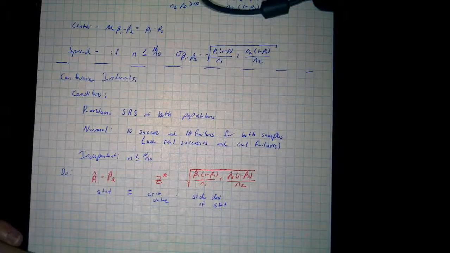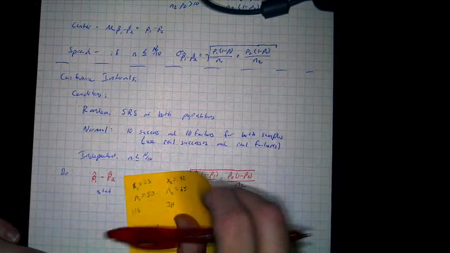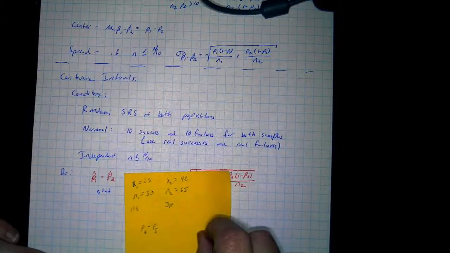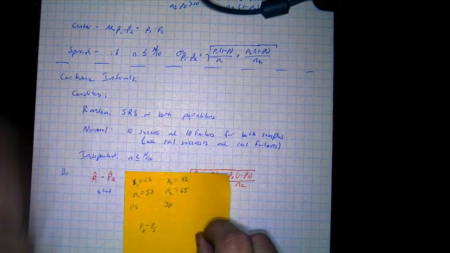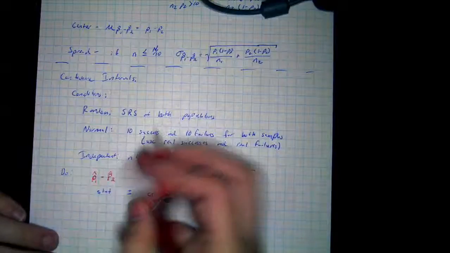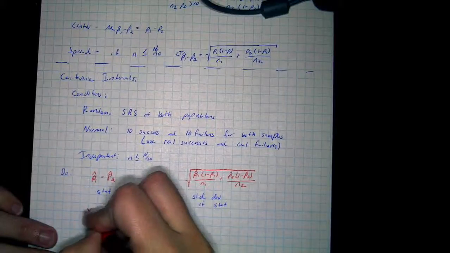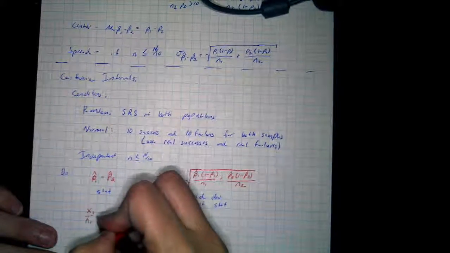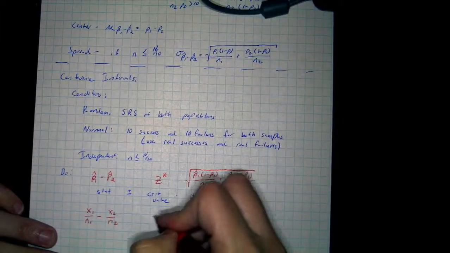Now, this is your basic formula, but sometimes you're given successes and trials. We tried this with data: we asked 50 people, we got 23 successes. We asked 65 people, we got 42 successes. Do you have to convert this into p-hats? No, you don't. It's wonderful. If you don't want to do that, you can do this: x1 over n1 minus x2 over n2, and then z star.